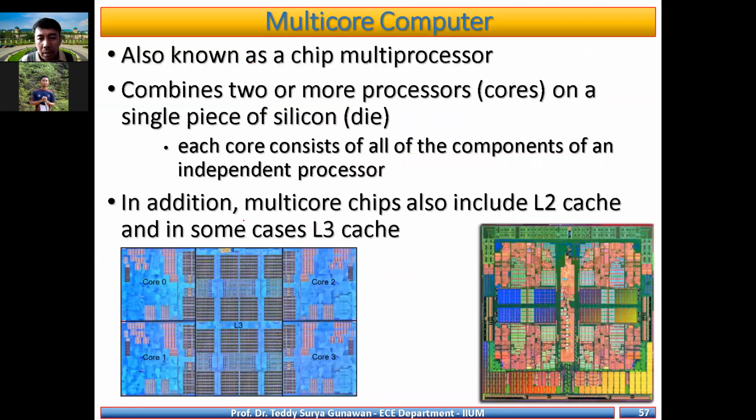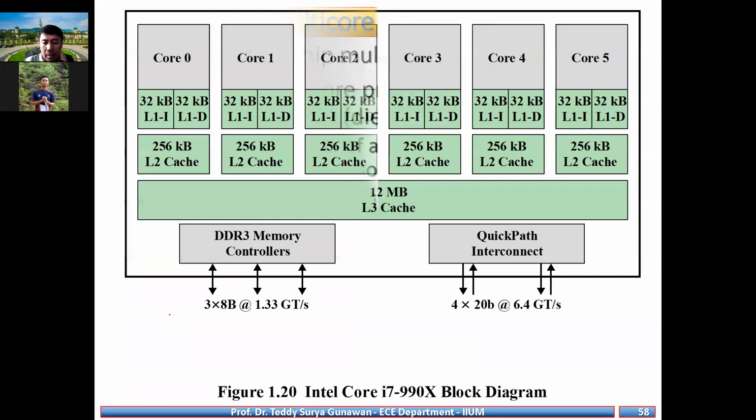So in your multi-core computer, you have core number 0, core number 1, core number 2, core number 3. Just see this L3 cache, it occupies one third of the die. L1 and L2 are in here, and you have other units and so on. So this is the Intel Core i7 99X, with the L3 cache here.